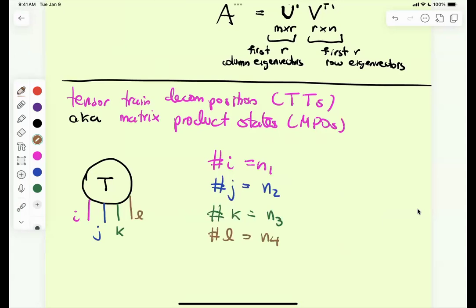As a hyperdimensional box, it can be presented geometrically. This has N1 times N2 times N3 times N4 entries.